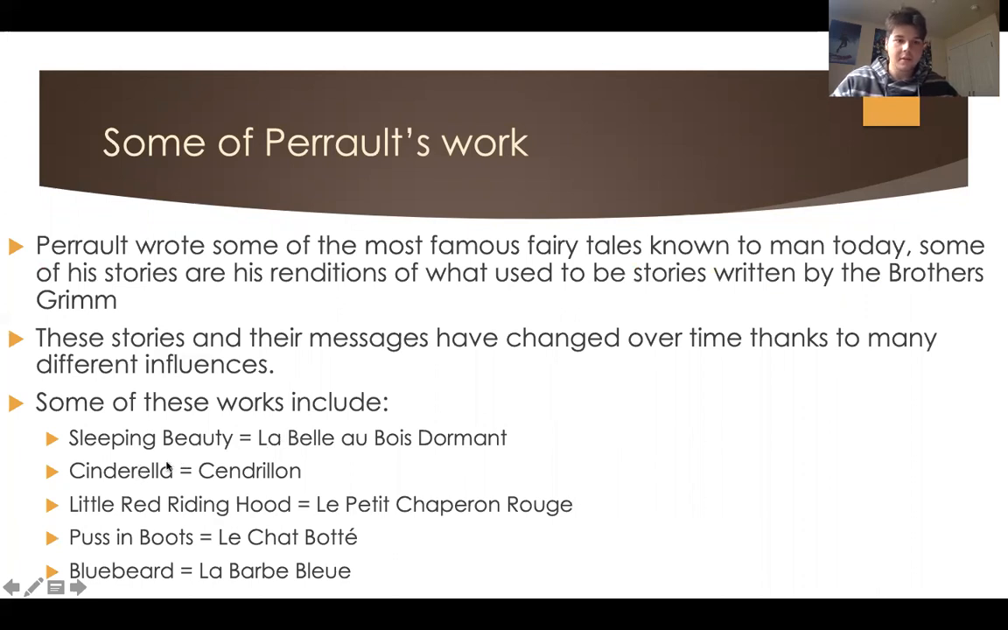Some of his works are Sleeping Beauty, La Belle au Bois Dormant, Cinderella, or Cendrillon, Little Red Riding Hood, Le Petit Chaperon Rouge. It's a little hard doing the R's right next to each other, but hopefully you'll get the hang of it.